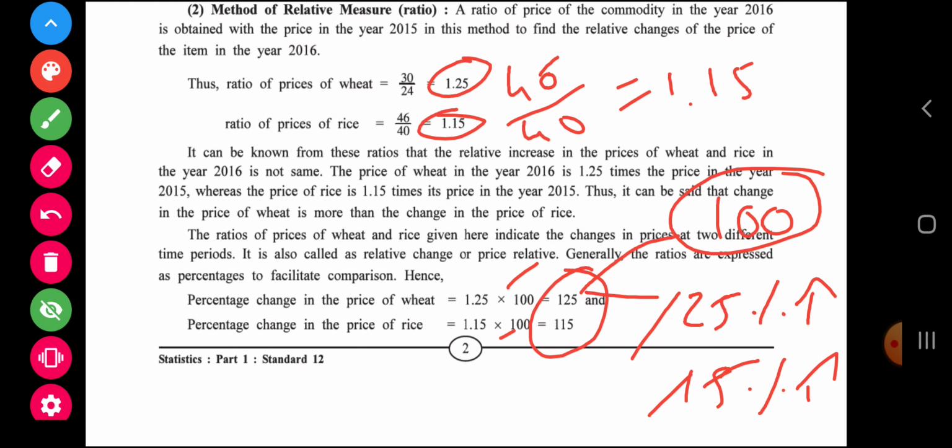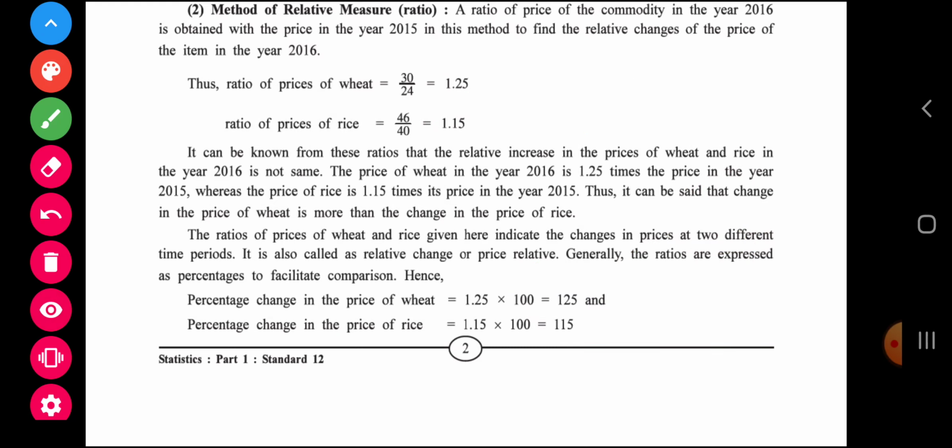Now we are able to give the answer because we have calculated the relative difference. Now the relative difference is nothing but it is called index number.